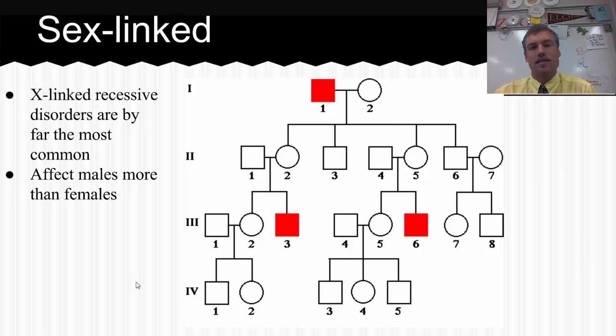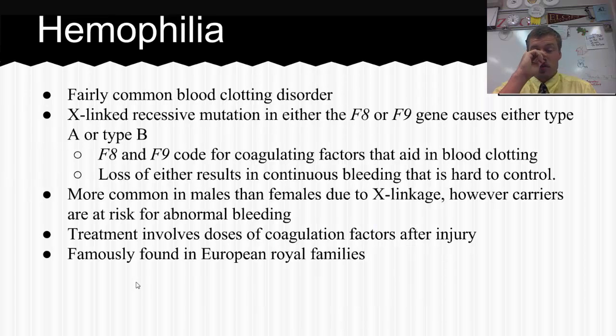There are X-linked dominant traits and there are Y-linked traits. Those are just far less common. So most of the time you're going to see X-linked recessive disorders. And an example of an X-linked recessive disorder would be hemophilia. It's a fairly common blood clotting disorder.